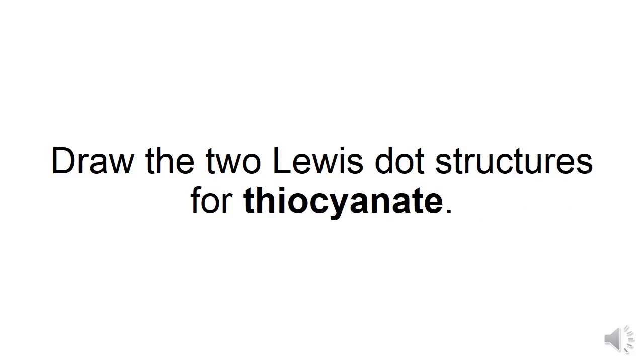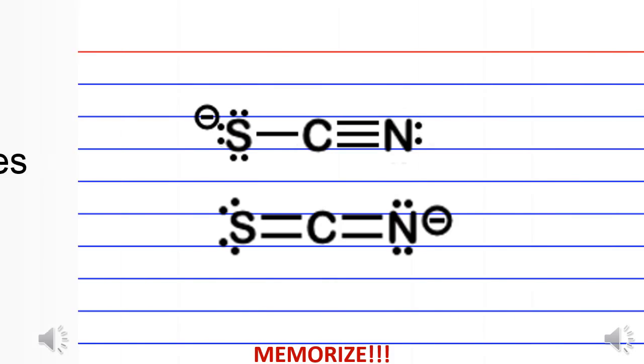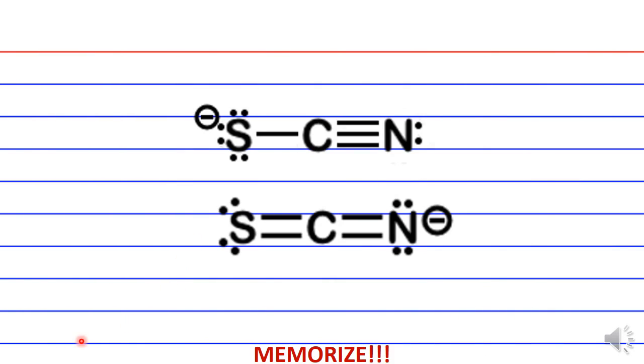Draw the two Lewis dot structures for thiocyanate. So remember thio, whatever is the suffix for sulfur. And cyanate, you should know what that looks like. There's a carbon and a nitrogen. So what are the two Lewis dot structures? All right, so here goes your two Lewis dot structures.